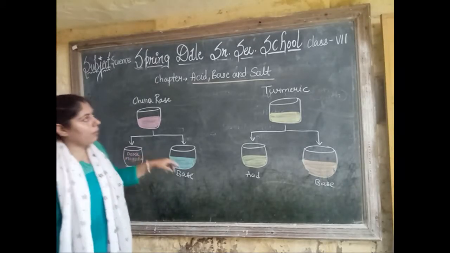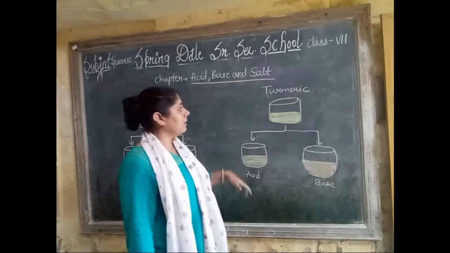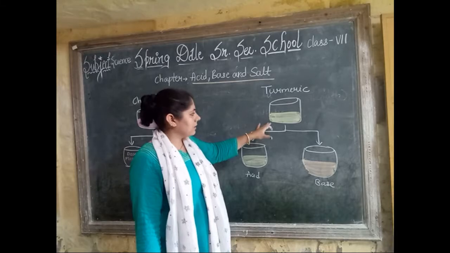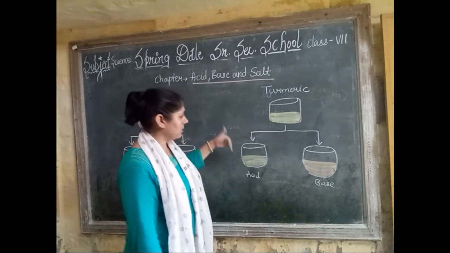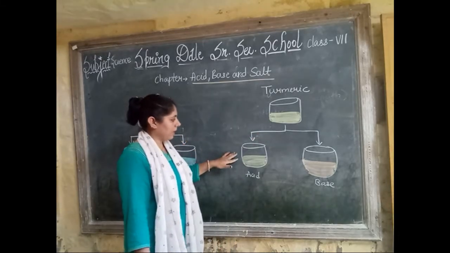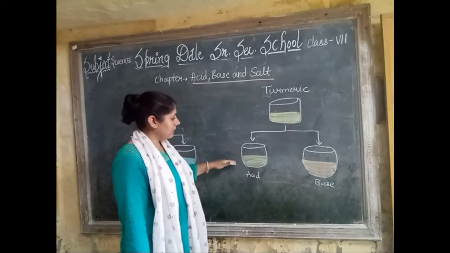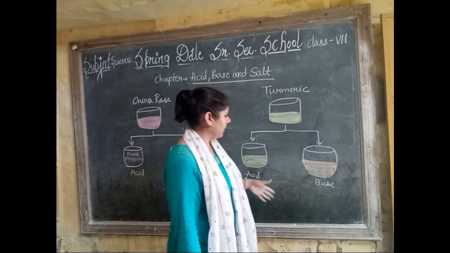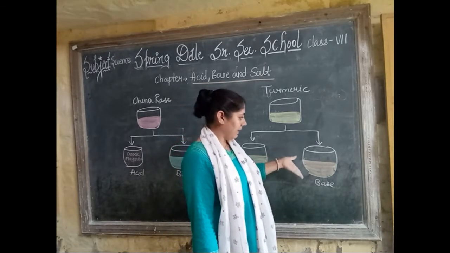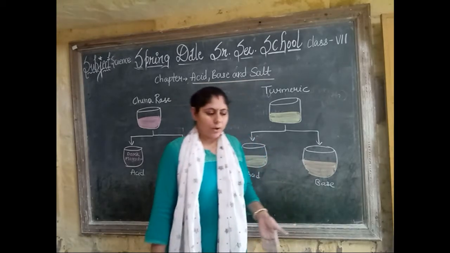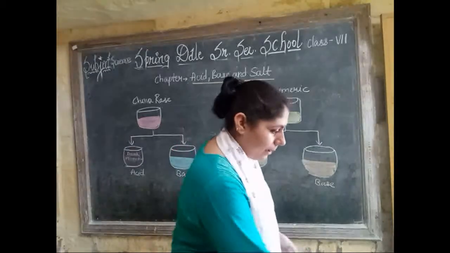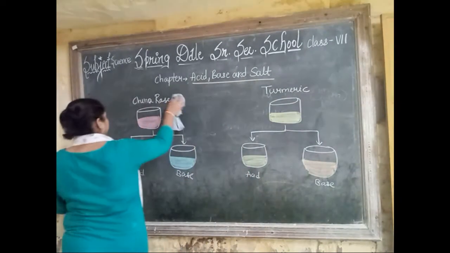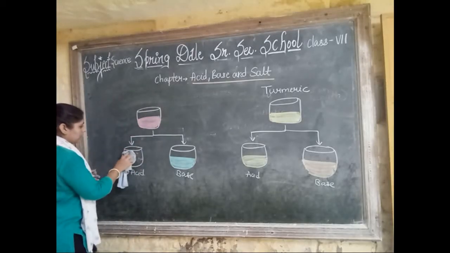Now in turmeric indicator, the color of turmeric is mostly yellow. If it is poured into something and the color is the same, then it is acid, the yellow color. Or if it turns red color, then it is a base. And the same thing in red cabbage.